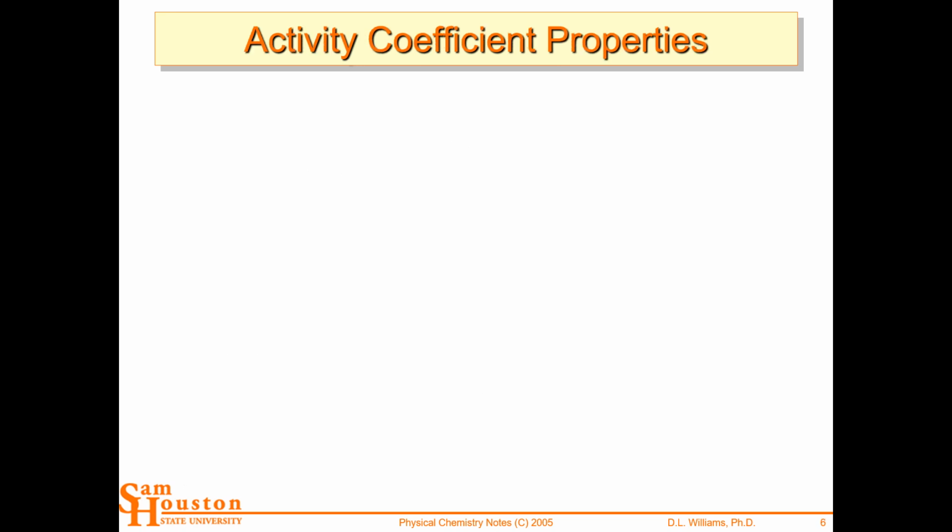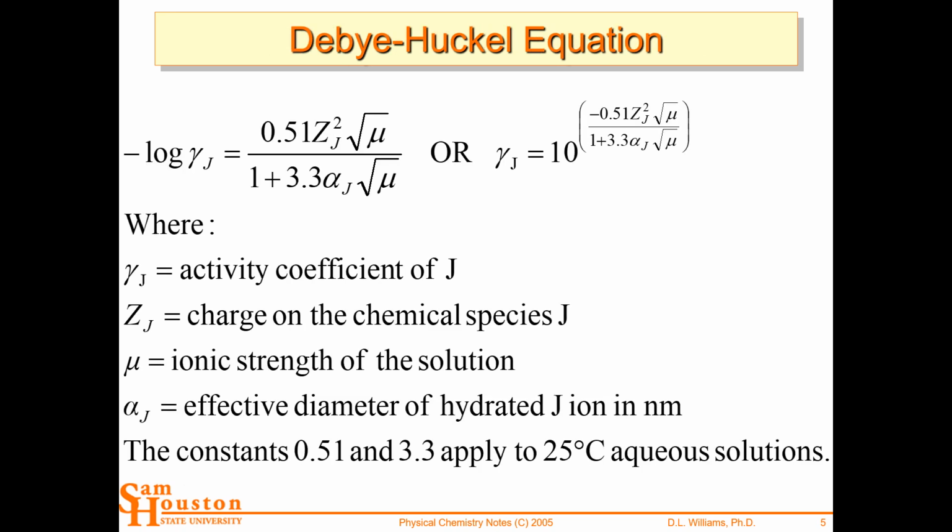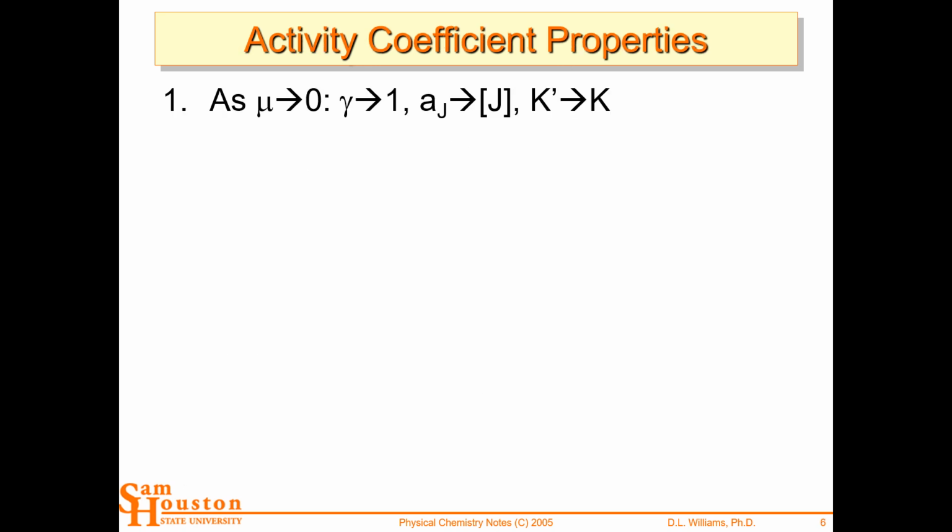Yeah. Okay. And then these constants in the Debye-Huckel equation are for 25 degrees aqueous solution. If you get into this where you actually have to use activity coefficients and so on in your work, you probably have some modification to this equation, but I'm just introducing it today. So let's look at these properties. As the ionic strength goes to 0, then the gammas, the coefficients, go to 1. And so then these concentrations behave like the activities. And then that concentration equilibrium constant, K prime, approaches the thermodynamic equilibrium constant.